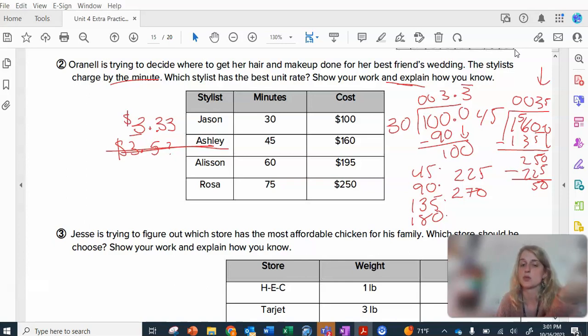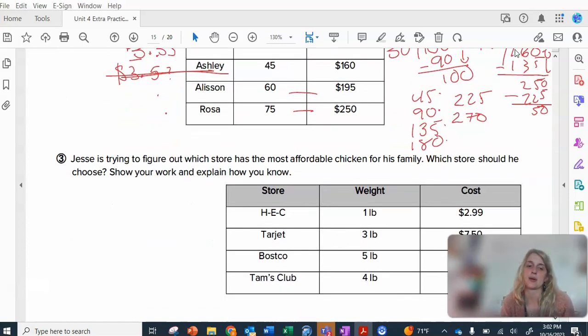We got 2 more. So you got to divide these 2. Do not divide them on a calculator. It's so obvious if you just have a number written down and no scratch work. I don't believe you did that in your head. Show me the work. Compare these answers and choose the one stylist who's the best deal. And your sentence to explain how you know will be something along the lines of, the best deal is this person's name because they were the cheapest. They cost the least amount per minute. All right, next problem.